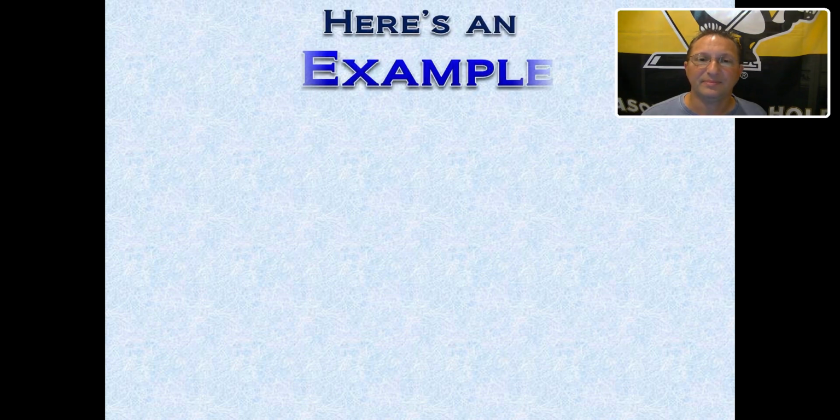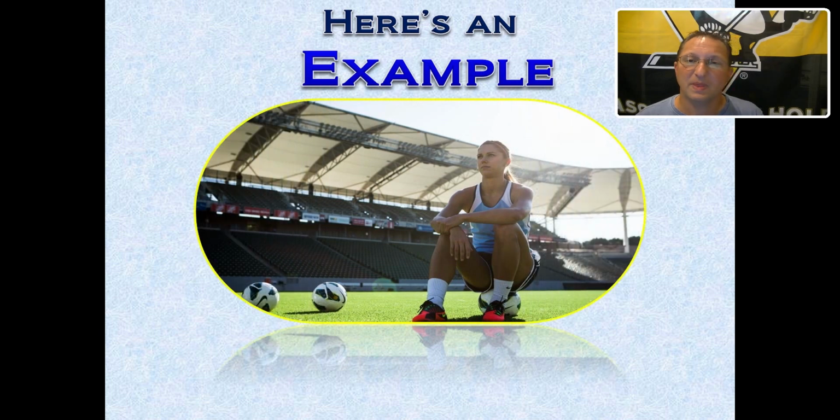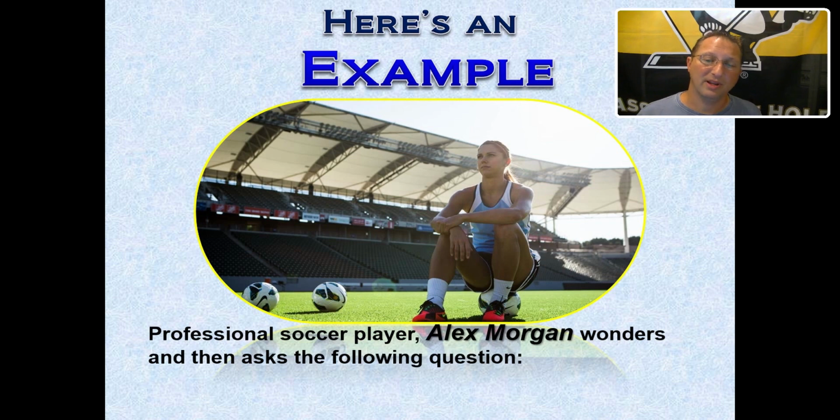Okay? All right, let's look at an example here. Here's an example of an experiment, and we'll go through the whole thing, and we'll try to identify all the different parts of this valid experiment. So here we have a professional soccer player. If anybody doesn't know who that is, that's Alex Morgan. Alex Morgan has played soccer for a long time. And maybe she's sitting on the field and she is observant. She's wondering about things. And that's how science starts, with that wonder, with that questioning.